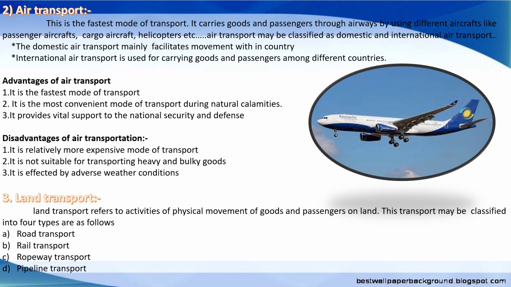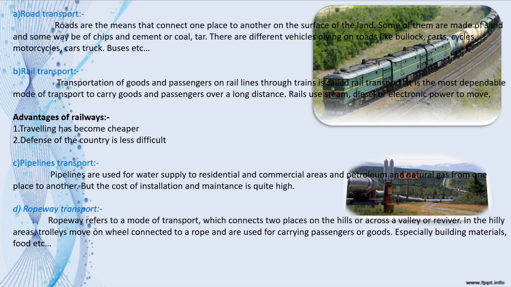Third mode of transportation is land transportation. Land transportation refers to activities of physical movement of goods and passengers on land. This transportation may be classified into four types as follows: road transport, railway transport, ropeway transport, pipeline transport. First one is road transportation. Roads are the means that connect one place to another on the surface of the land. Some of them are made of sand and some may be of chips and cement or coal tar. There are different vehicles plying on roads like bullock carts, cycles, motorcycles, cars, trucks, buses, etc.